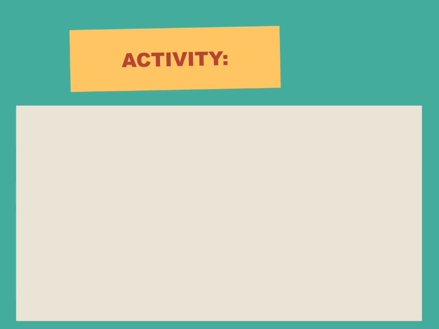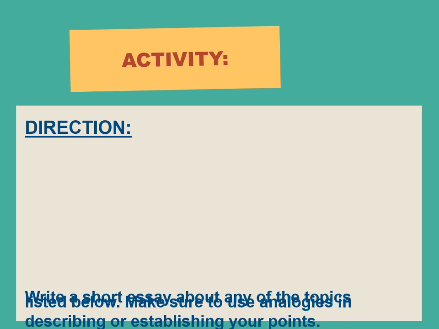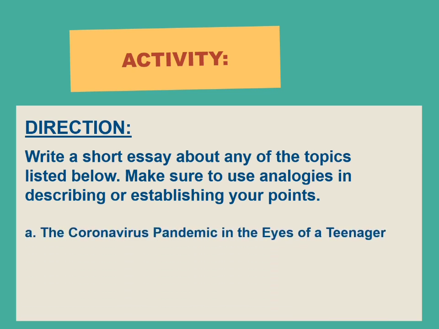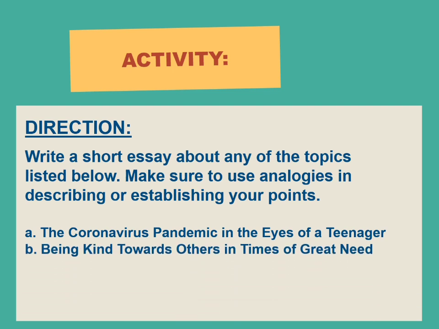Are you finished accomplishing the previous activity? If yes, very good. Now here is another activity for you. Write a short essay about any of the topics listed below. Make sure to use analogies in describing or establishing your points. The topics are: the coronavirus pandemic in the eyes of a teenager; second, being kind towards others in times of great need; and keeping the faith in the midst of problems. I hope you can accomplish this activity.